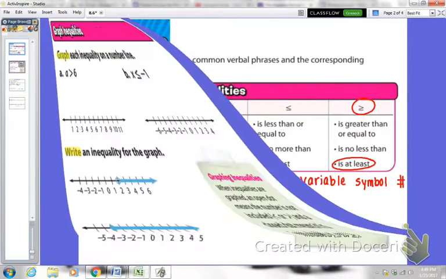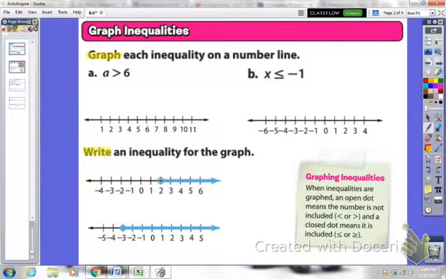So now we're going to talk about graphing them. So A is bigger than 6. Well, my starting point is at 6, and I'm going to draw an open circle because 6 is not bigger than 6. That's not true. So we can't include 6. That's why it's an open circle, but that's my starting point. And anything bigger than it is shading to the right.